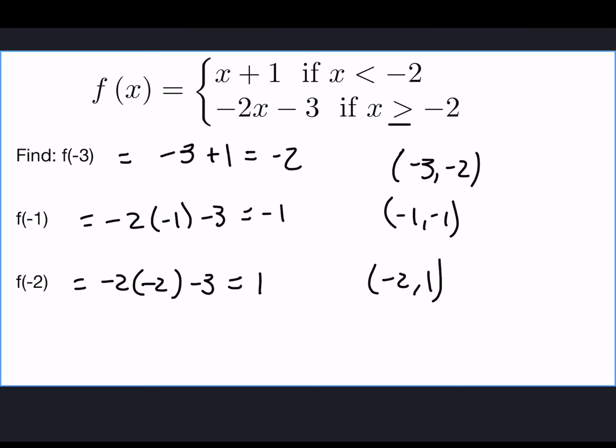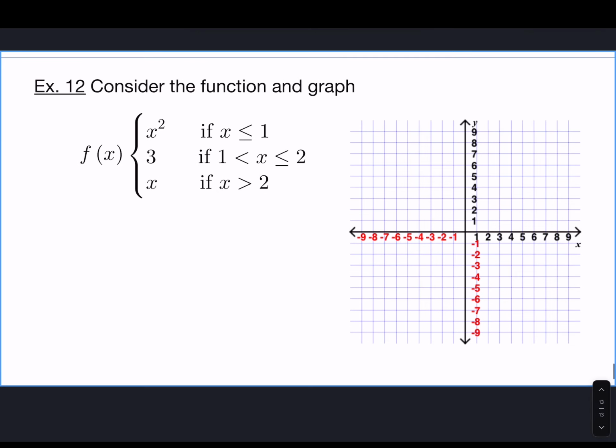Questions, comments, concerns? You will definitely see a piecewise function on your test. Just warning you. All right, last example of the day on this fine Wednesday, the 9th of April.